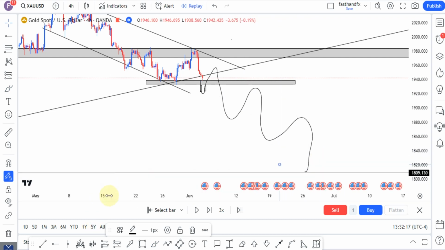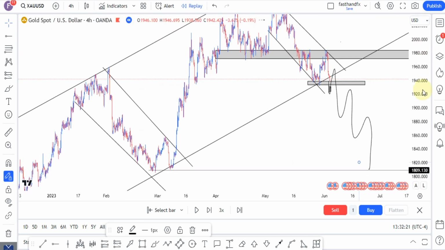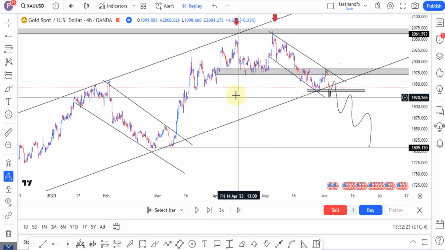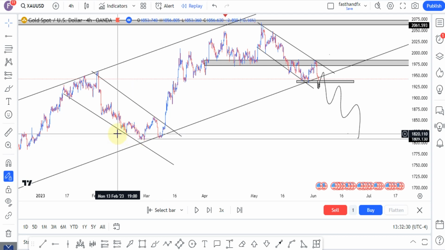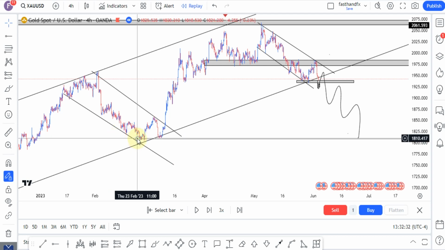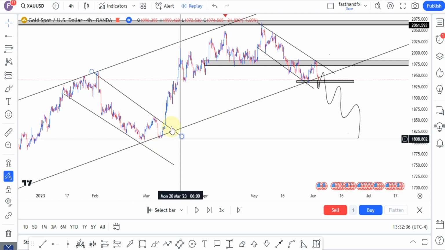This should be the area you should target first, because why? When you look at the bigger time frame, this is where we have our immediate order blocks. So this area down here is very, very important. You should never ignore it, guys.